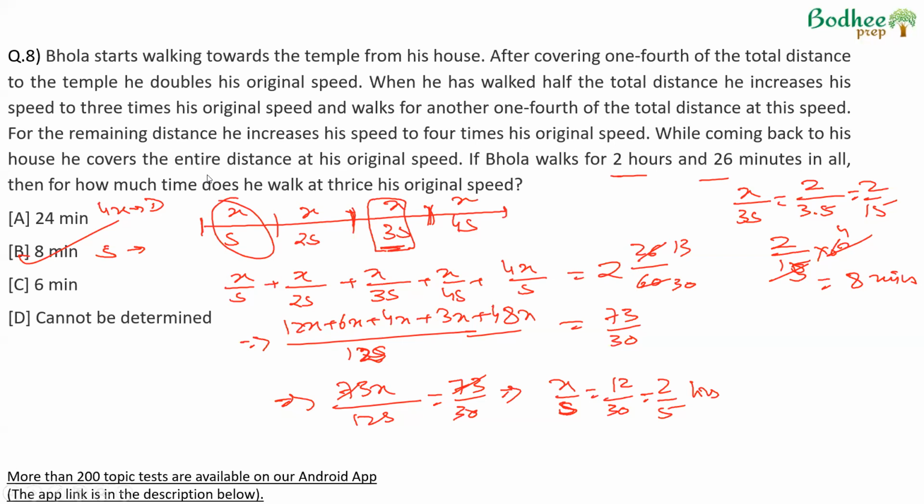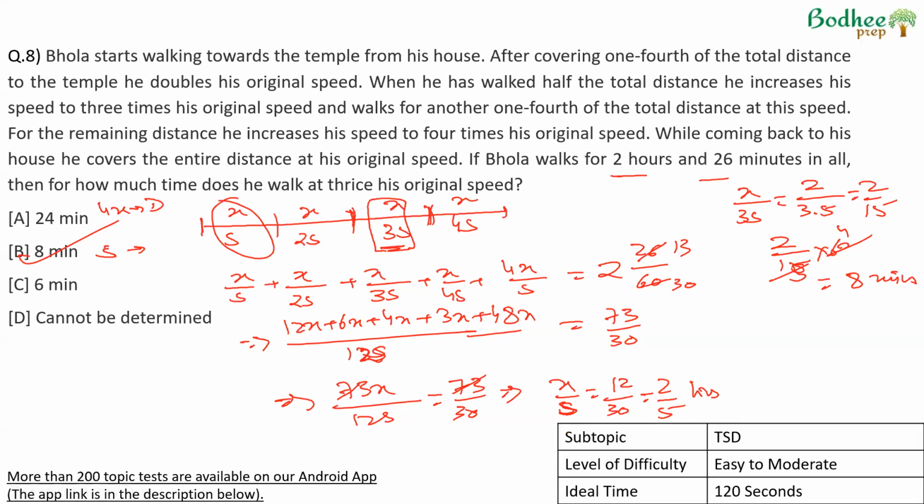In terms of level of difficulty, I'd say easy to moderate sort of a question. The calculation might take some time. Otherwise, conceptually, it's just one equation that we're trying to solve. Doable question, about 2 minutes to solve.